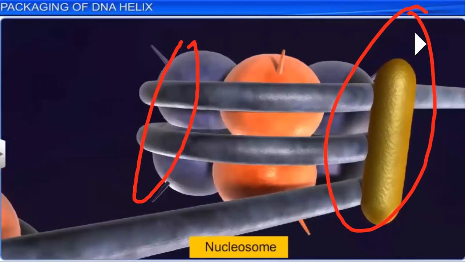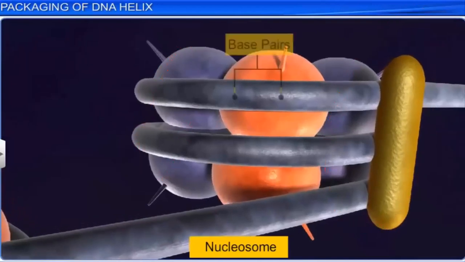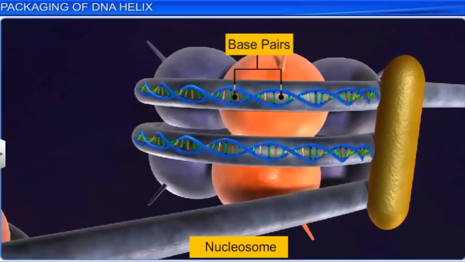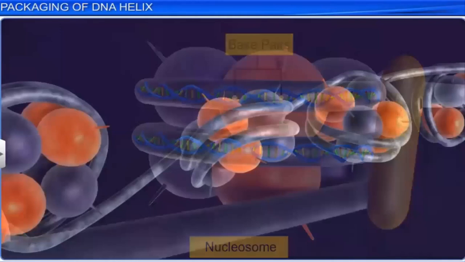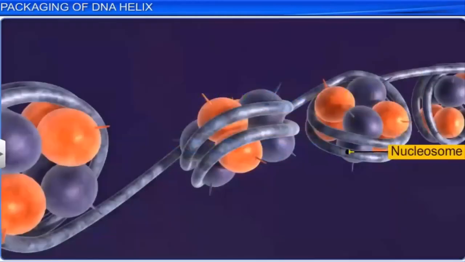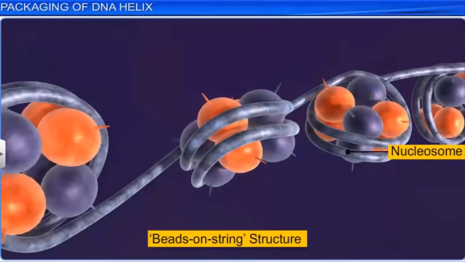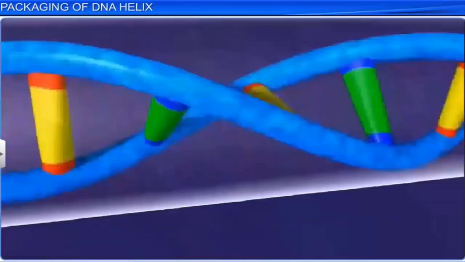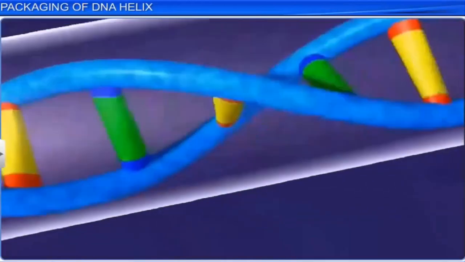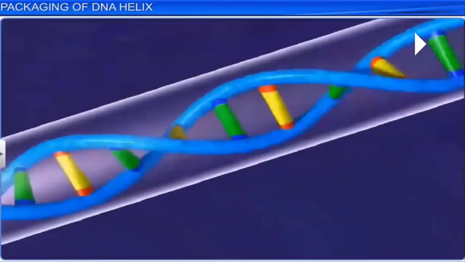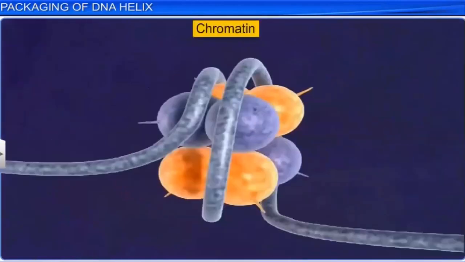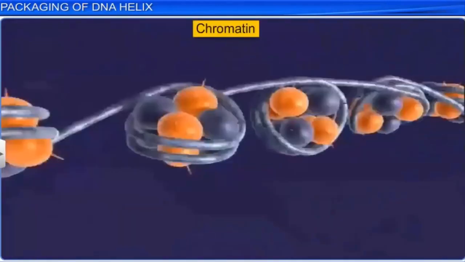A typical nucleosome has around 200 base pairs of DNA helix, and the nucleosomes present in chromatin can be seen as a beads-on-string structure when observed under an electron microscope. One more thing I want to add: you can see each one of these is known as a nucleosome, and inside that is the DNA, how it is seen. Nucleosomes make up the repeating unit in chromatin, the thread-like bodies present in the nucleus.